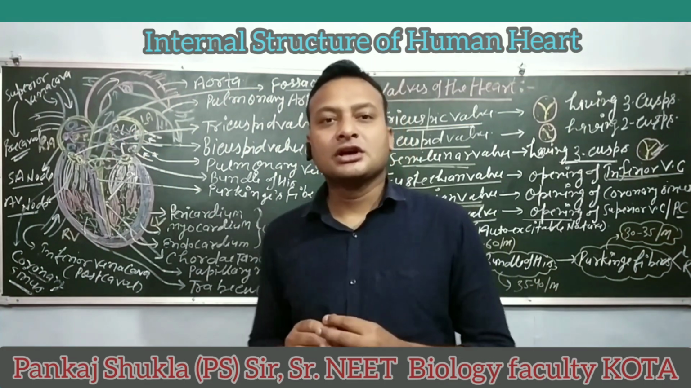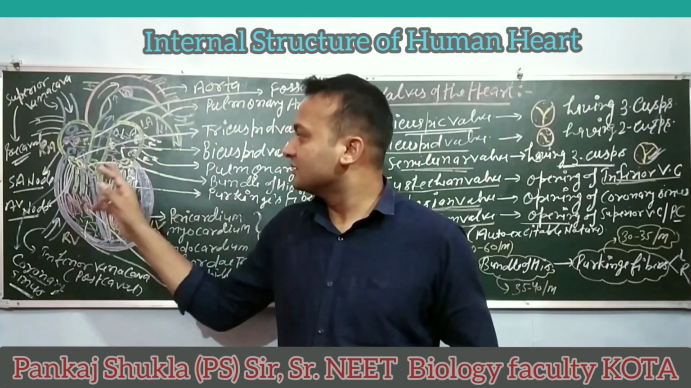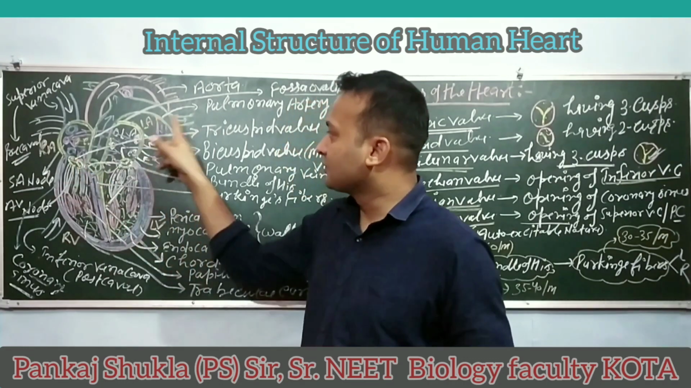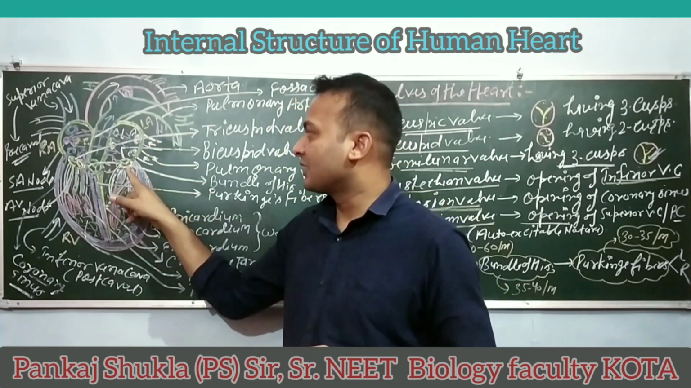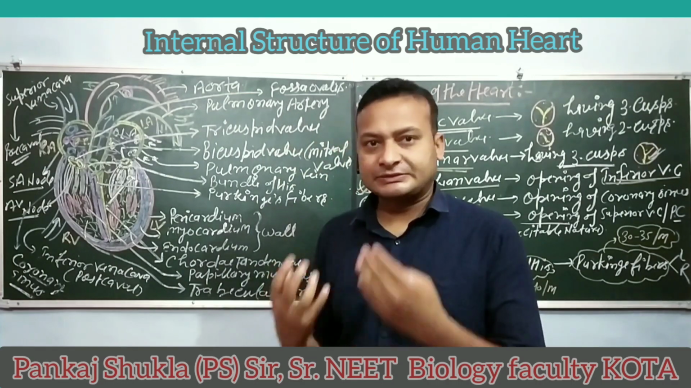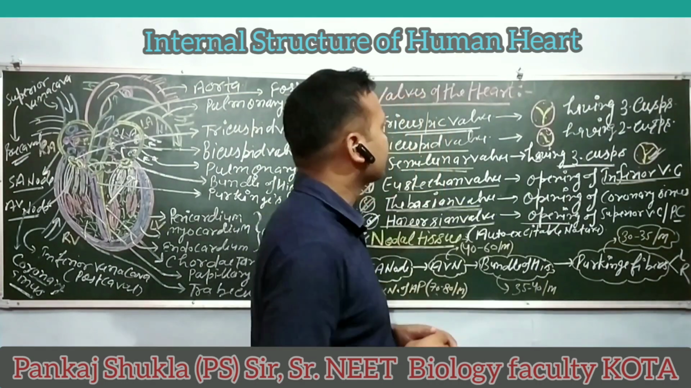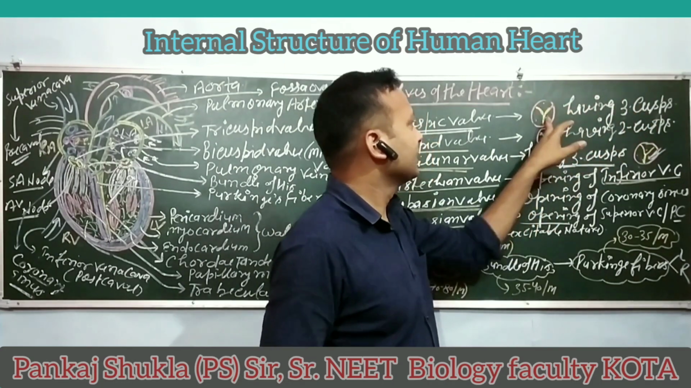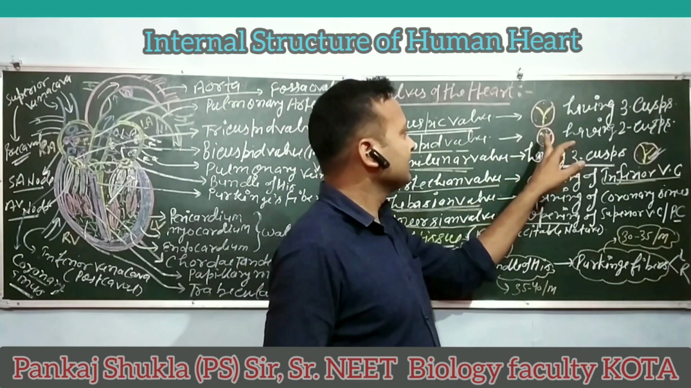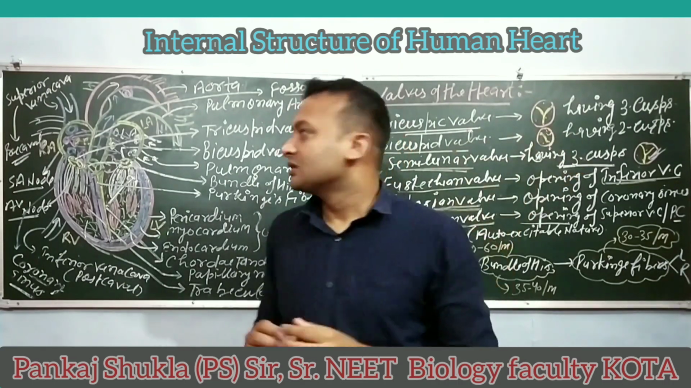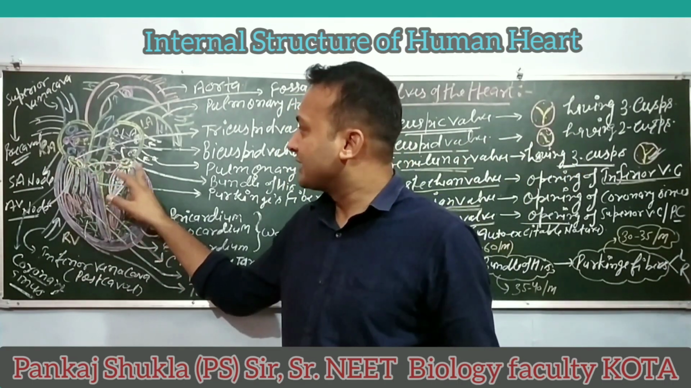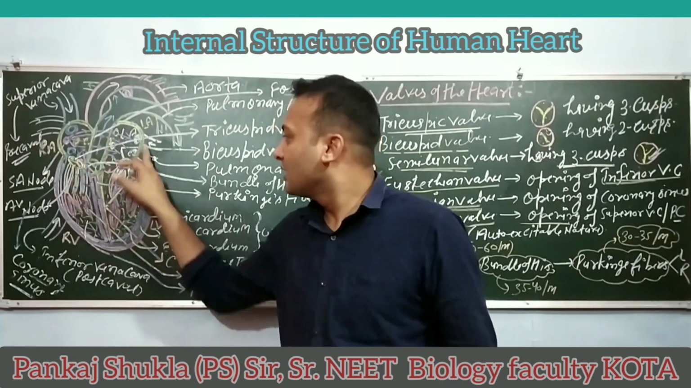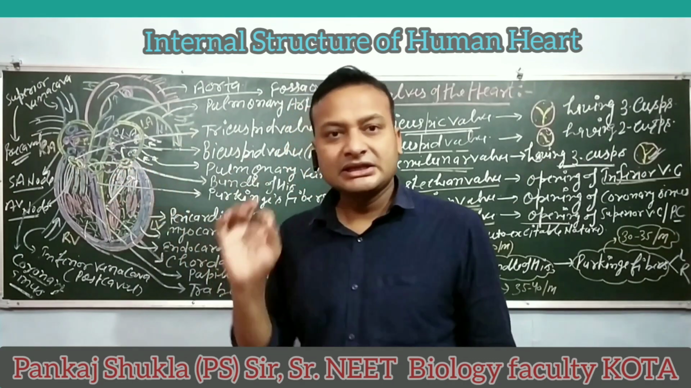If we discuss the wall patterns, then the right auriculoventricular septum has the tricuspid valve and the left auriculoventricular septum has the bicuspid valve. What are tricuspid and bicuspid? The tricuspid valve has three flaps, 1, 2, 3, and the bicuspid has two cusps, 1 and 2. The number of valves is one each, but the tricuspid has three cusps and bicuspid has bi, meaning two cusps.